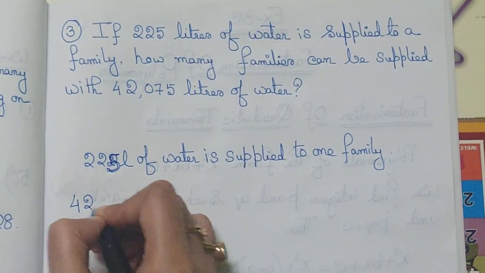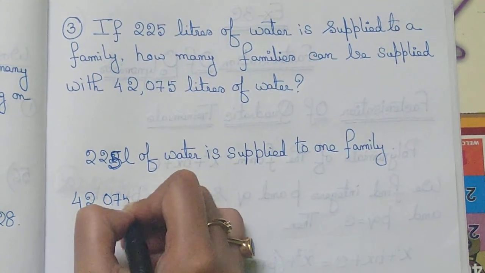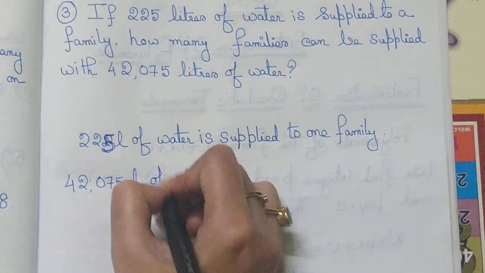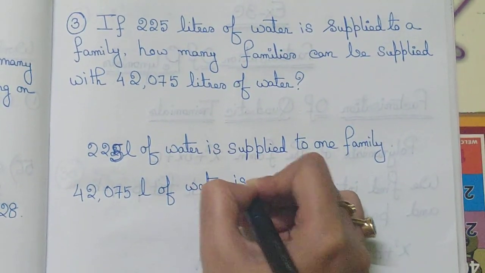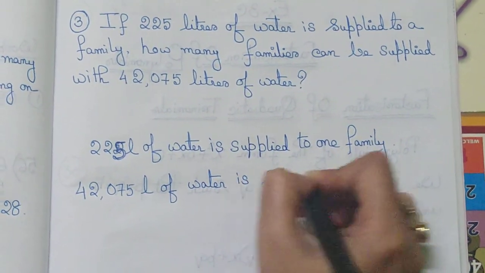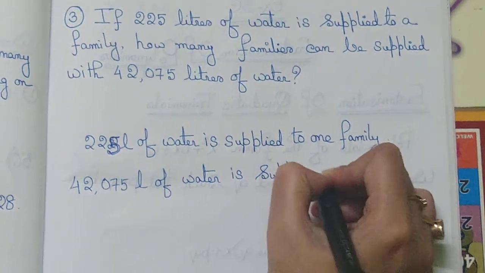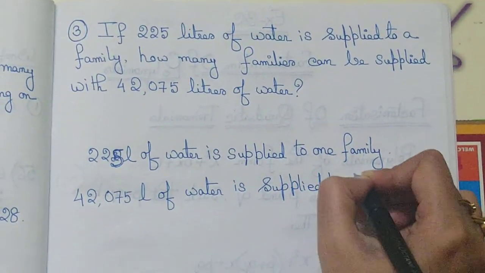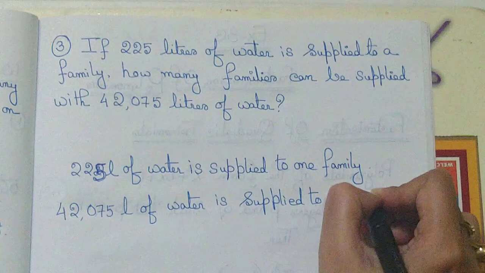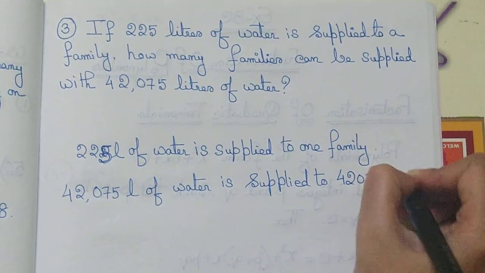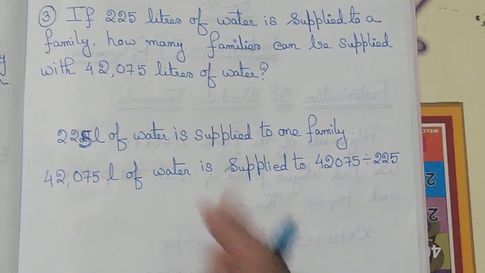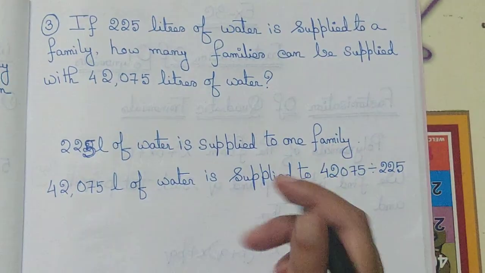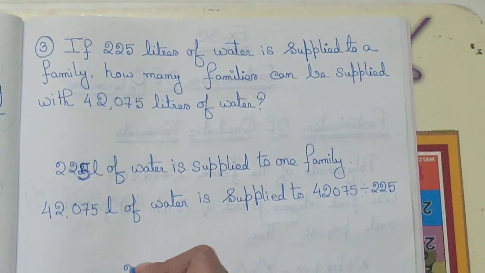So 42,075 liters of water is supplied to 42,075 divided by 225. Since family is unknown, I have written family on the right hand side. I am showing the division here.